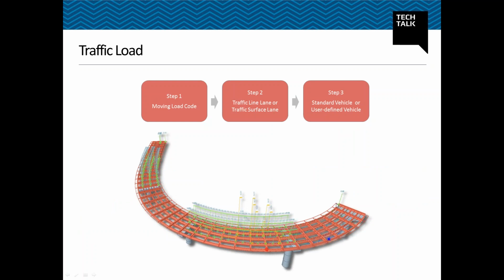The moving load analysis in Midas Civil is done in 3 steps. The first step is selecting the moving load code. And the second step is you need to define the traffic line lane or traffic surface lane onto the structure. So if you're using a line element or frame element for your bridge, you'll be creating traffic line lane. And if you have a plate element for the surface, 2-dimensional plate element, you will be creating traffic surface lane. And then the final step will be that you will be creating standard vehicles, and then you'll be assigning those vehicles onto the traffic lanes that you have created.